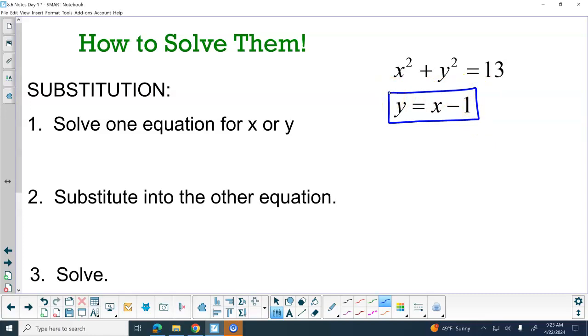Step number 2 says we're going to take the part that y is equal to, and we are going to substitute it back into the other equation in place of y. So then this becomes x squared plus, now instead of y, we're going to say x minus 1, and then that's going to be 13.